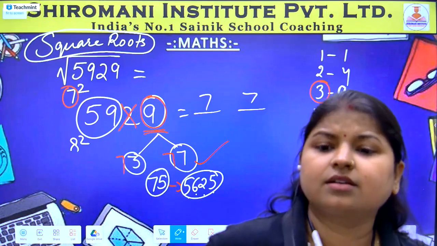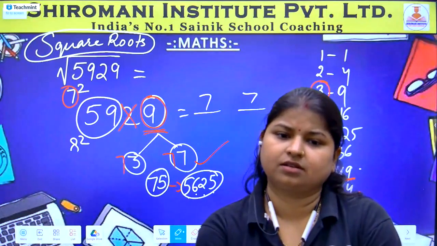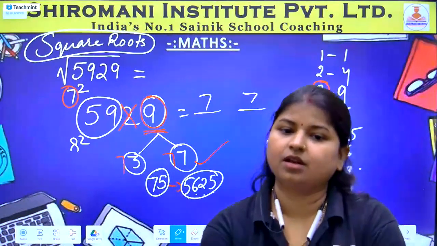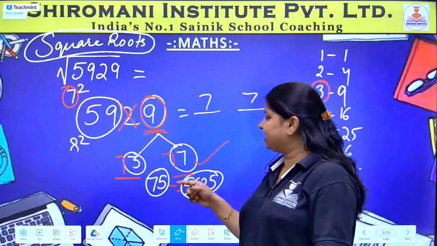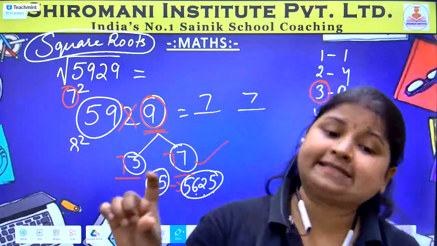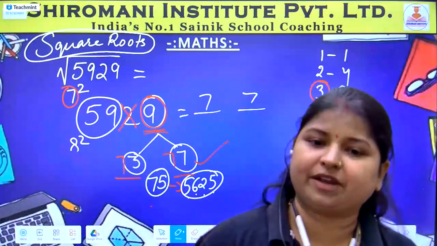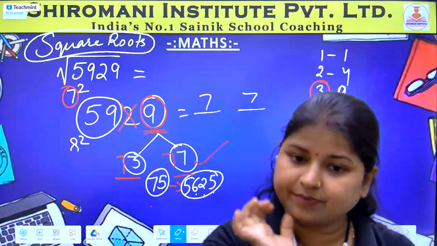Ma'am, in every number do we have to take the square of 75, or only when the 70 to 80 number occurs? No, like it's 73 and 77, you take out the square of 75. If it was in the 60s, take out the square of 65. If it is in the 50s, take out the square of 55. The middle one.